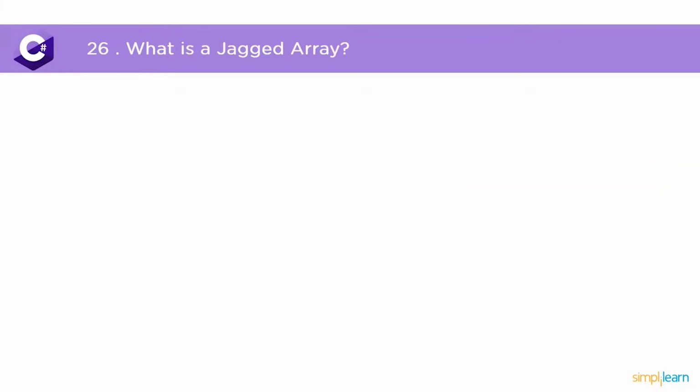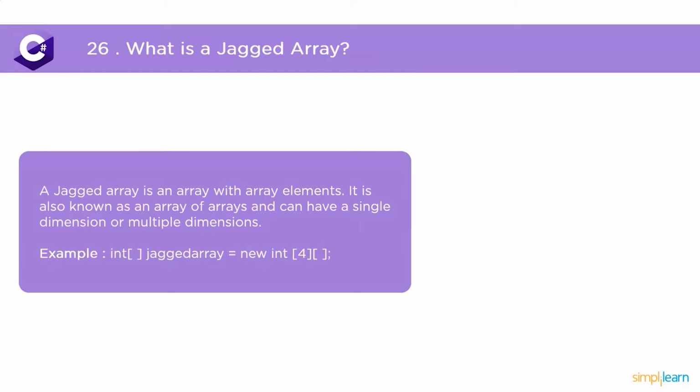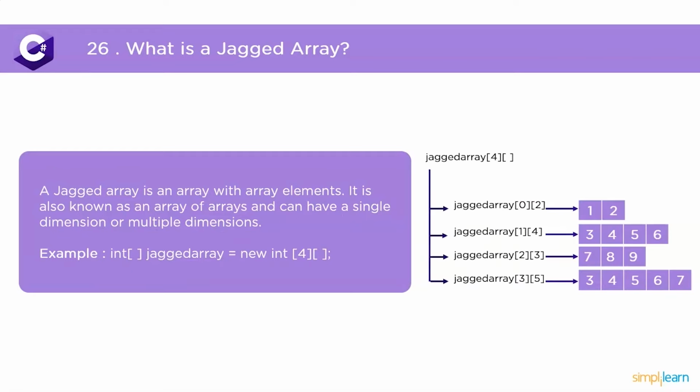Now the next question is, what is a jagged array? A jagged array is an array with array elements. It is also known as an array of arrays and can have a single dimension or multiple dimensions. Here's an example of a jagged array with 4 rows. In the first row, we have 2 values, 1 and 2. The next row contains values 3, 4, 5, and 6. The third row includes 3 values, 7, 8, and 9, and the fourth row contains 5 values, that is 3, 4, 5, 6, and 7.